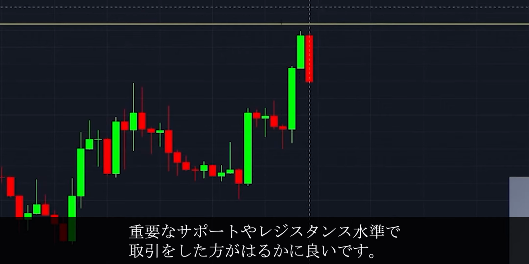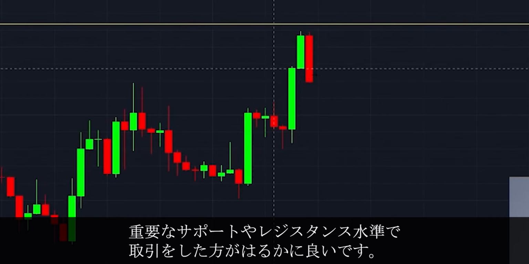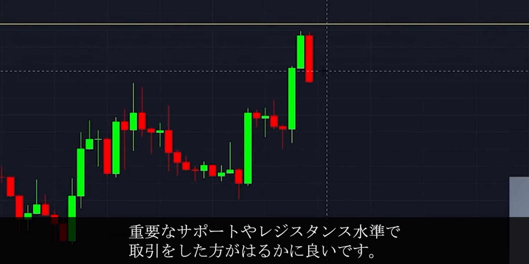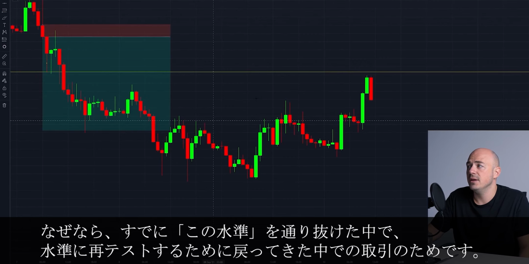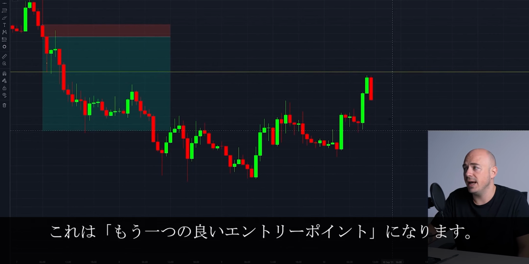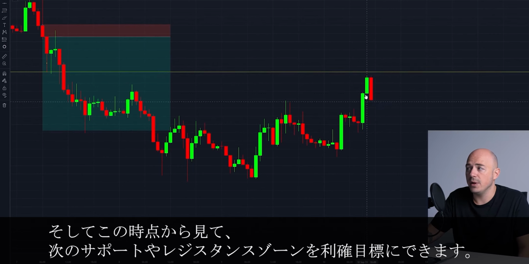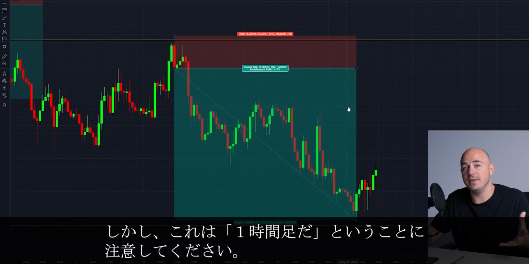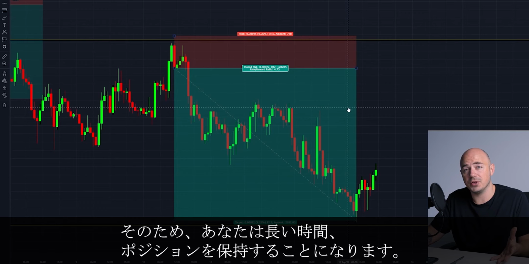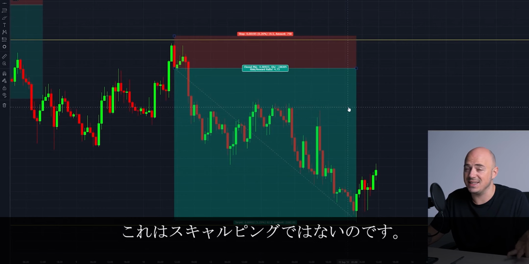It's way better to set your trades at key support and resistance levels. So because we've already been in a trade that went through that level, coming back up to retest, this is going to be another good entry point. And at this point, you can target that next support and resistance zone, giving us a 20 pip stop loss and a 92 pip take profit. Keep in mind though that this is a 1 hour time frame, so you are going to be holding trades for a long time. This is not scalping.